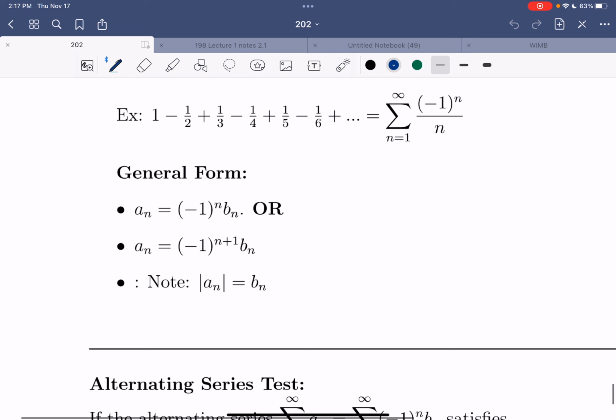So in our general form here, you can have negative 1 to the n times some sequence bn, or you can have negative 1 to the n plus 1 or n minus 1 times your bn, okay? But keep in mind that when you take the absolute value of an and get rid of that alternating piece, then you have bn, okay? So when I reference bn, that is the absolute value of your sequence an.